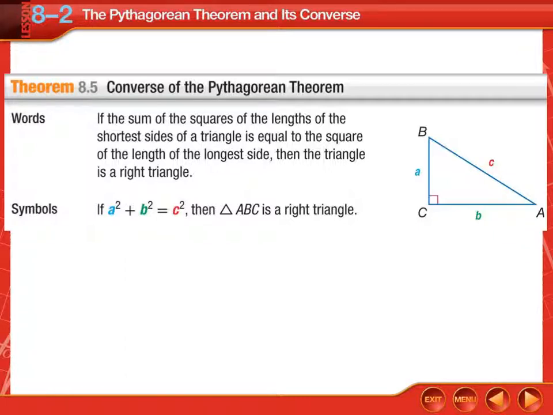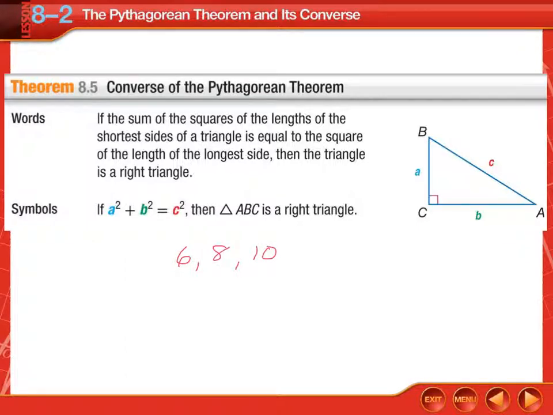So what would that mean? That means if you have a side length, the longest side length squared, equaling the sum of the squares of the other two sides, then it must be a right triangle. So you can kind of go in reverse with this theorem. So using that, let's just take some numbers. We said 6, 8, and 10.